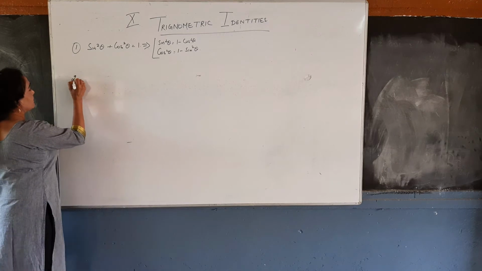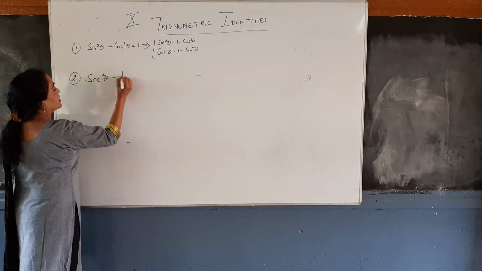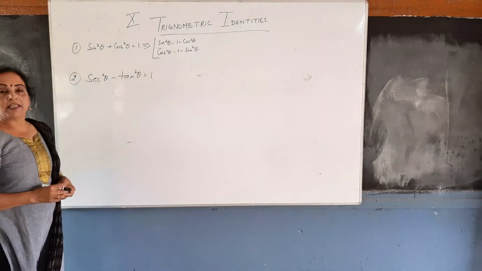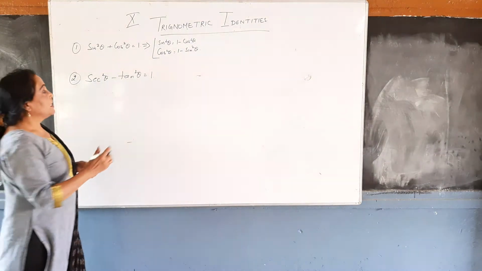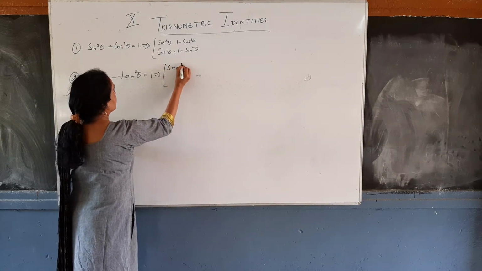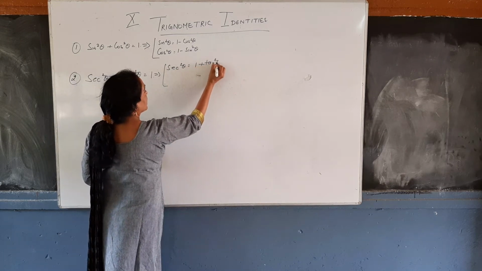Second one, sec square theta minus tan square theta is equal to 1, or from here we will get sec square theta is equal to 1 plus tan square theta.